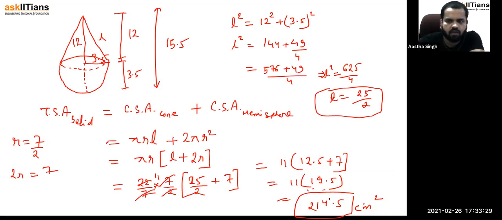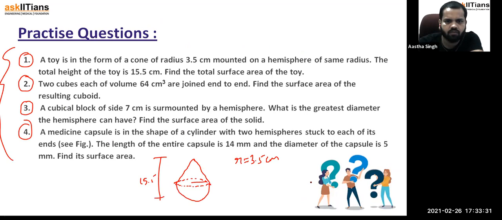Next question. Let me do one more question and a left out question. The third and fourth questions, try to do by yourself. These two are your practice questions. So basically, your second question says: two cubes, each of volume 64 centimeter cube, are joined end to end. Find the surface area of the resulting solid.